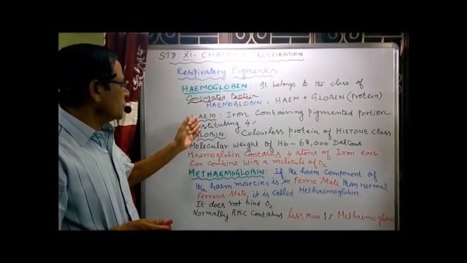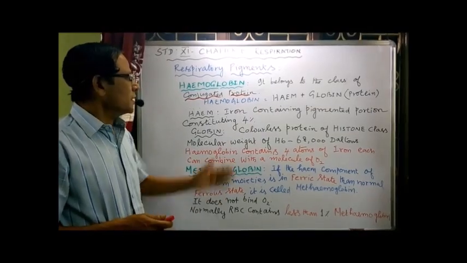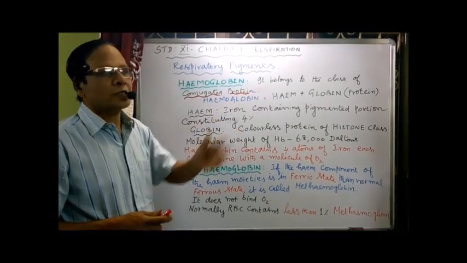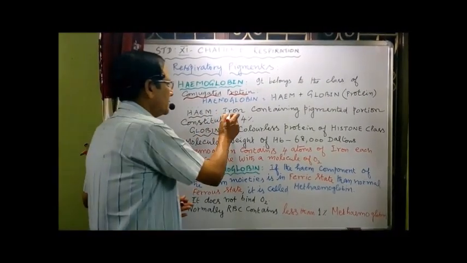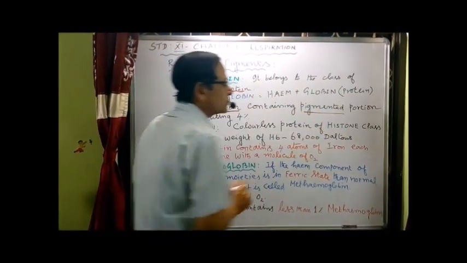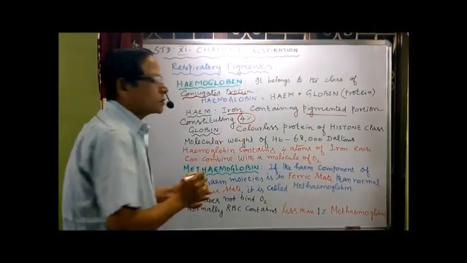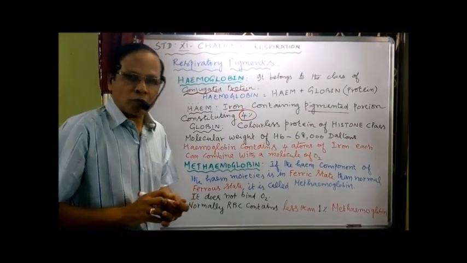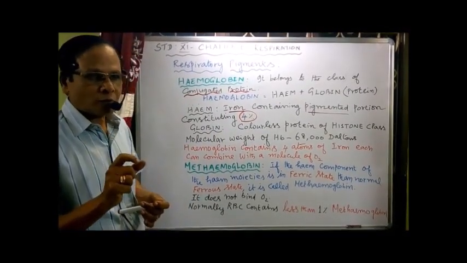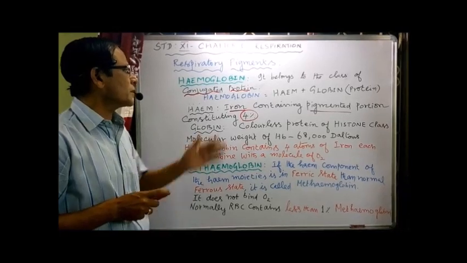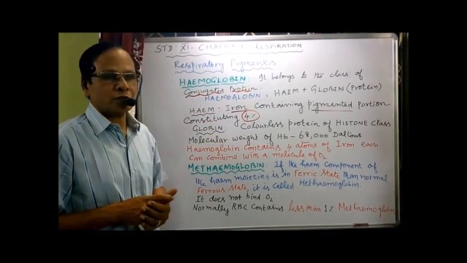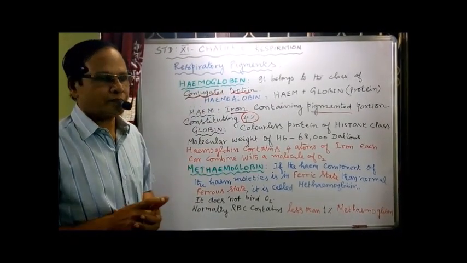Now, if you are taking the heme, what is heme? It is an iron containing pigmented portion, which normally constitutes about 4% of the hemoglobin molecule. So each hemoglobin molecule is formed of an iron containing pigmented portion constituting 4%.